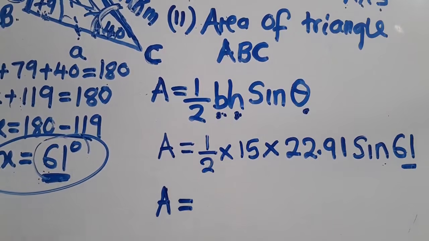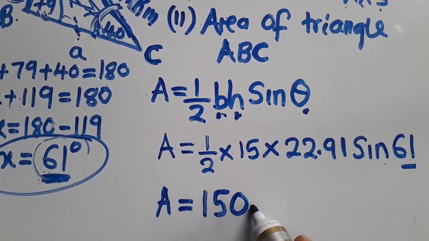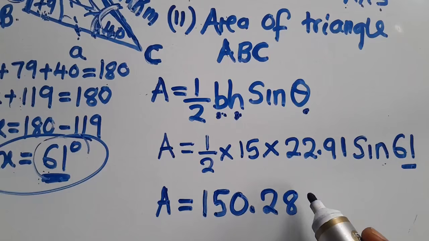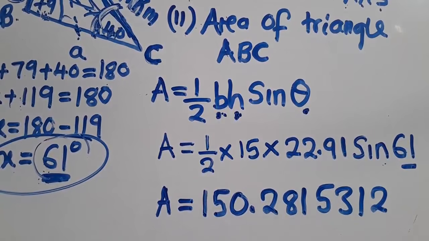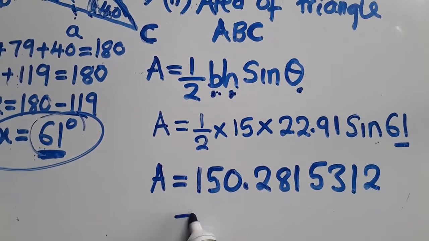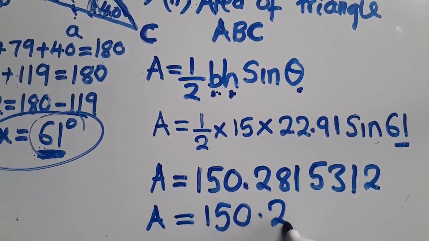This is 1 over 2, which is the same as 0.5. So this is the same as 0.5 times 15 times 22.91 sine 61. What answer are you getting? The answer that you are going to get will be 150.2815312. This is your answer. You put this answer to two decimal places, which will be equal to 150.2. This is 8. So are we supposed to write the 8?